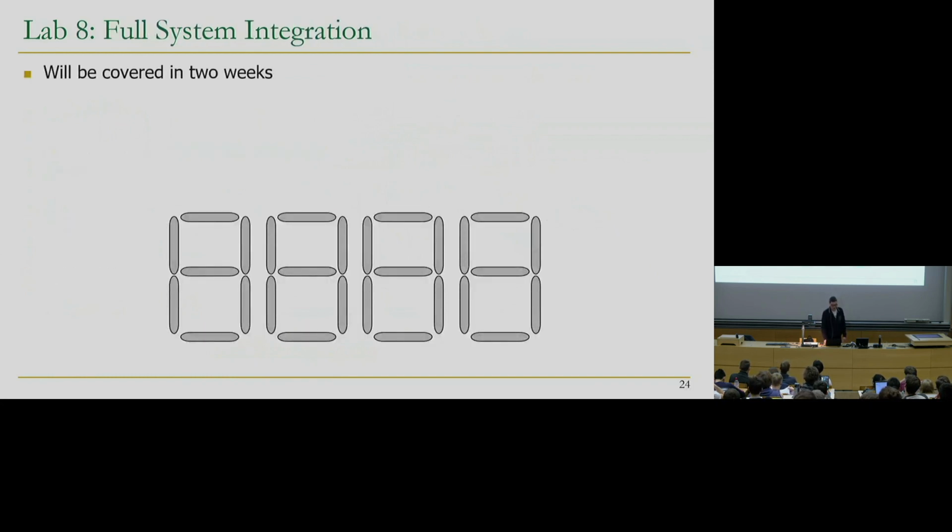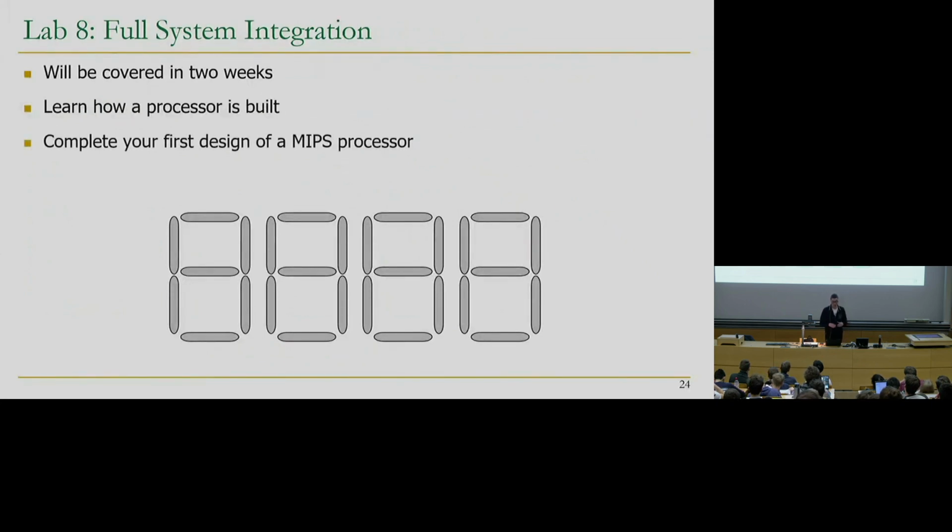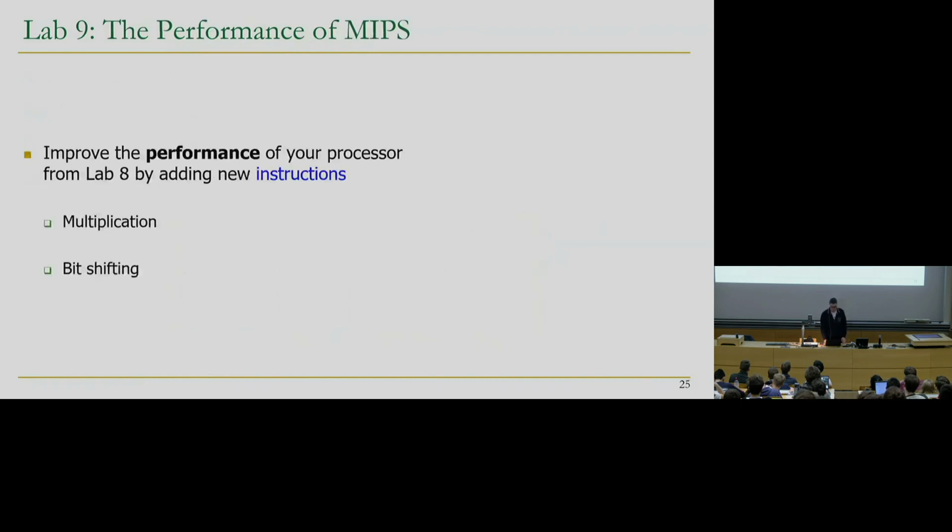Okay, and finally, in lab 8, we will do full system integration, where we will be putting together all the things we implemented in the previous weeks, and implement a simple snake program. You probably played different variations of this, so you'll be able to play this game on this 7-segment display on the board. And I think this is the final lab.